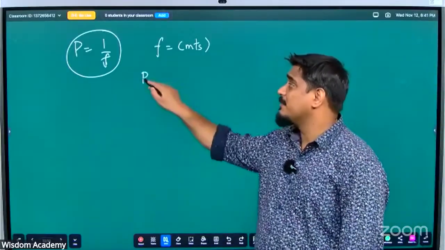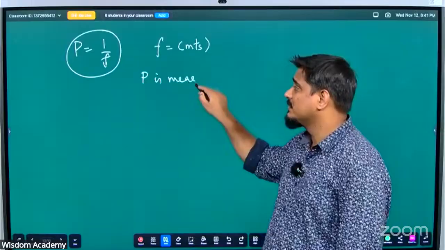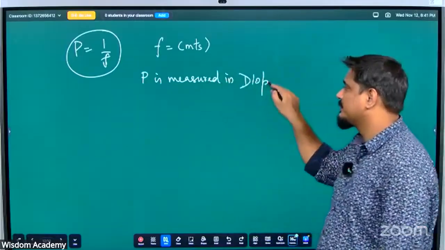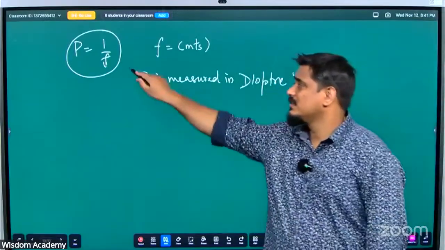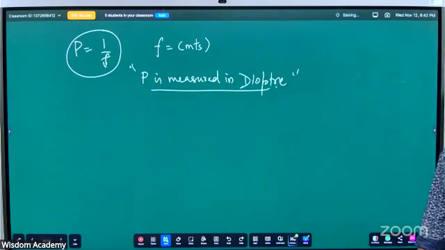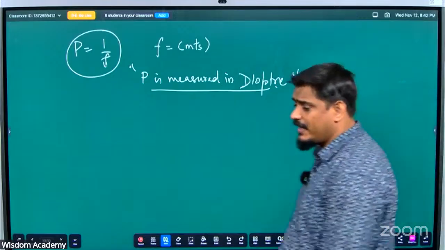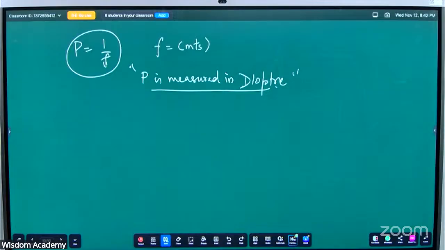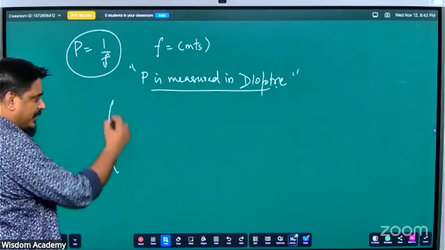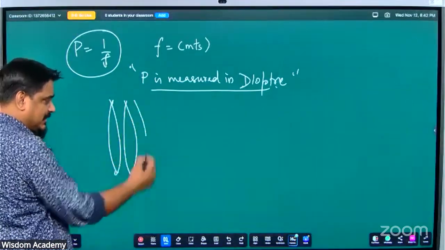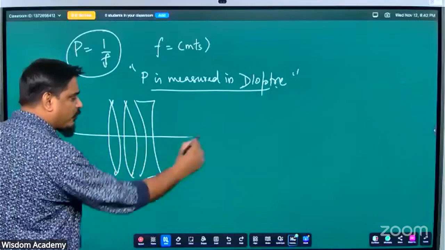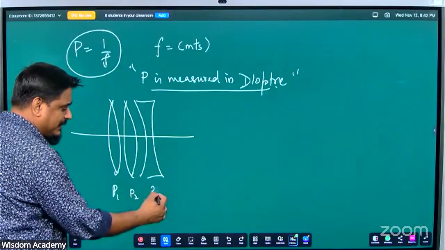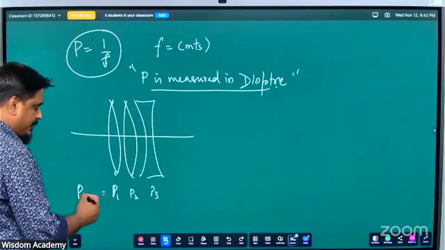And power is measured in what unit? Diopters. Measured in diopters. Remember that. Power of lenses are always added if the lenses are kept in close contact. That is, if you have one lens like this, other lens like this, other lens like this, then how to find the power of combination? P1 plus P2 plus P3 will give you what? P combination.